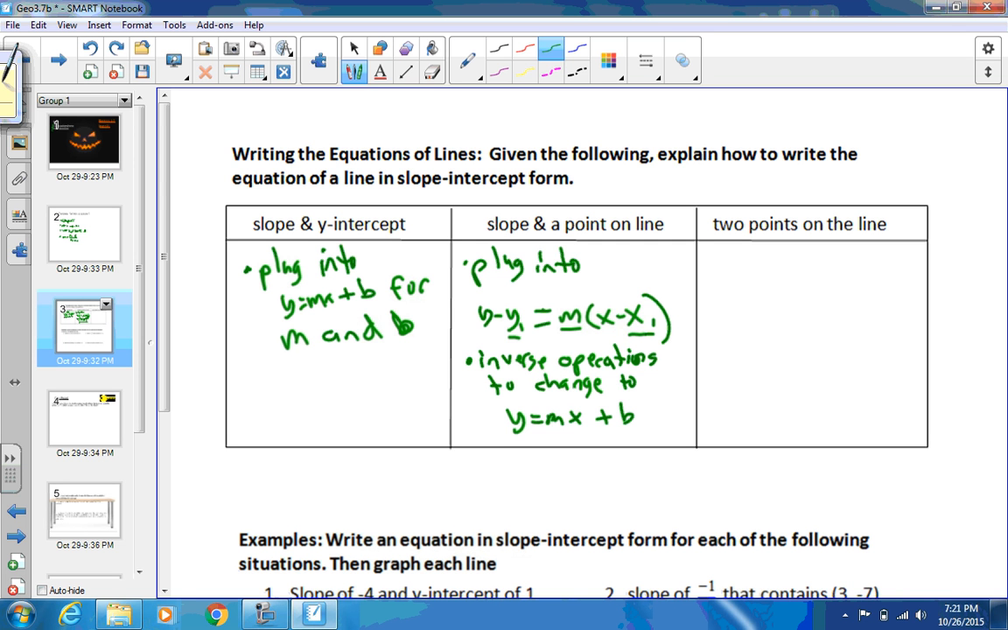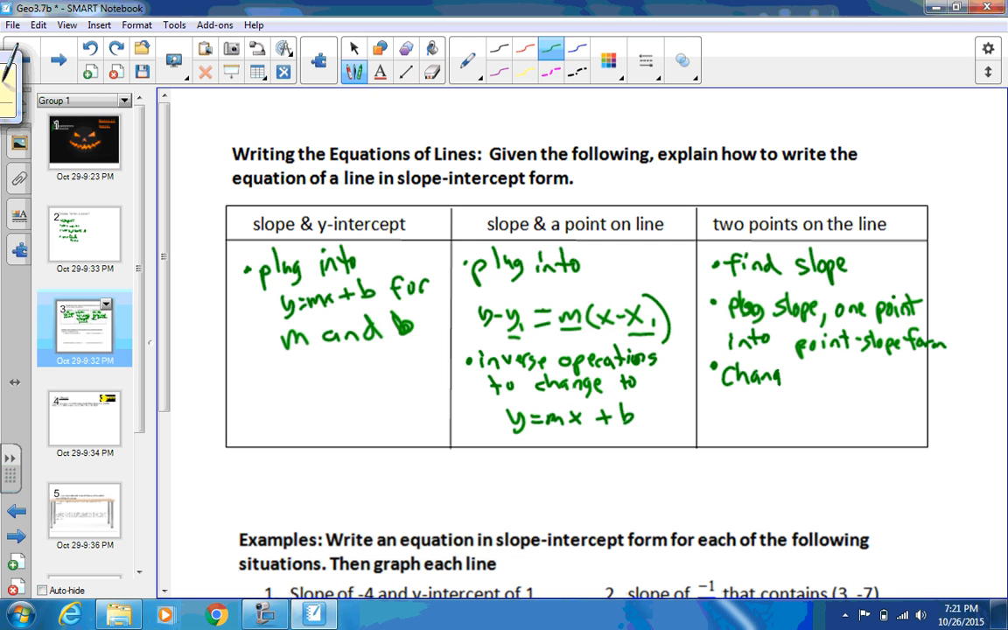Now, if you have 2 points on the line, you first need to find the slope. No matter what, you need to find the slope. So use the slope formula. Plug the slope and 1 point into slope or point-slope form. And that's that y minus y1 equals m times x minus x1. And then again, change it back to slope-intercept form.